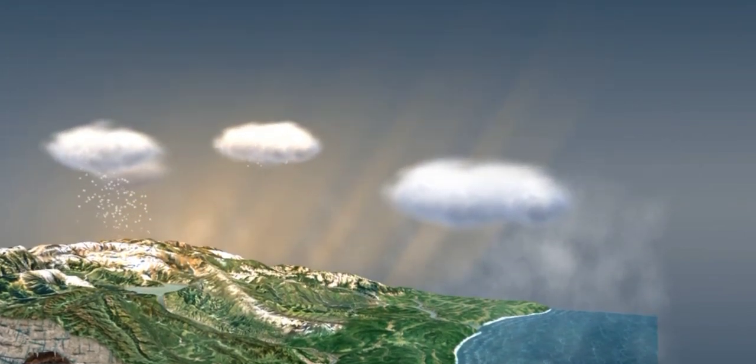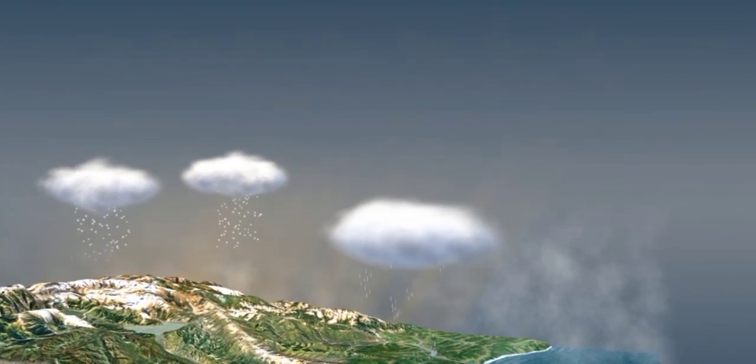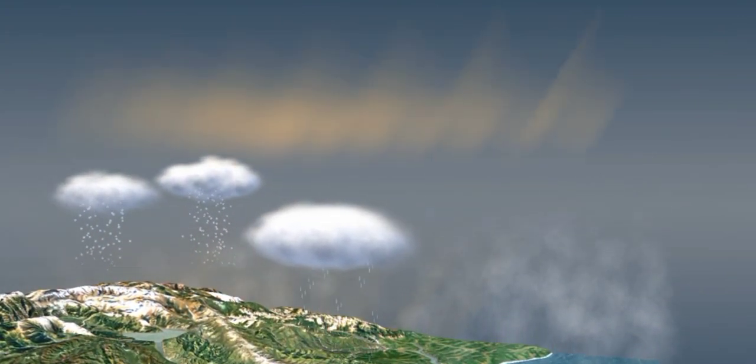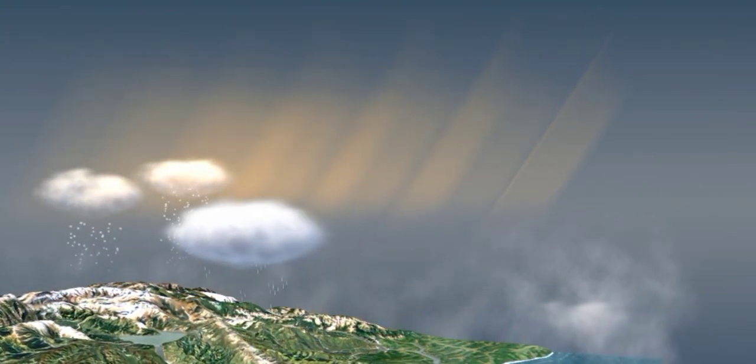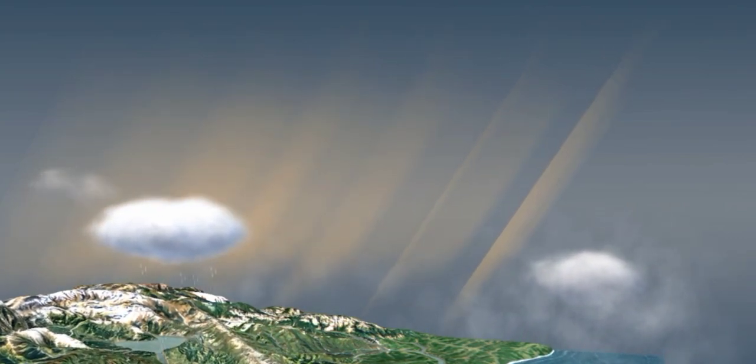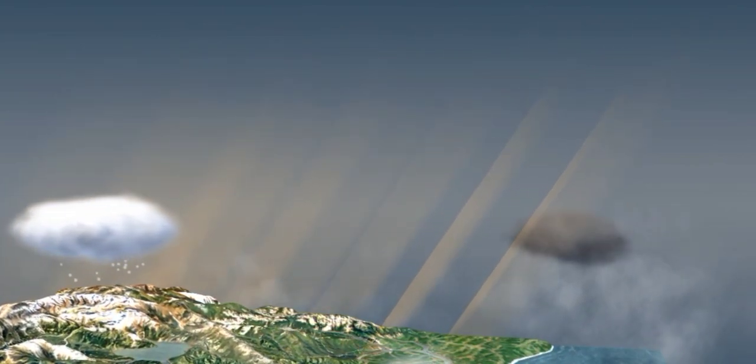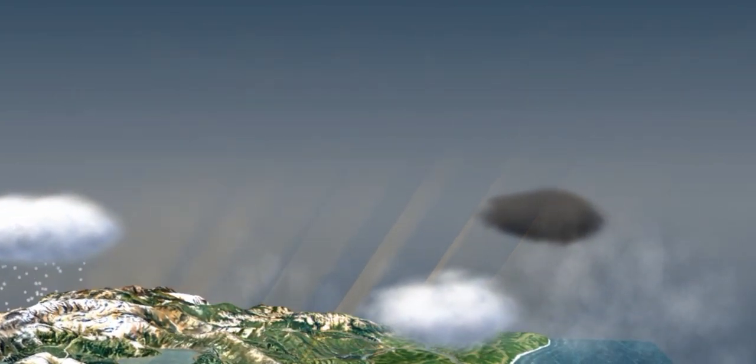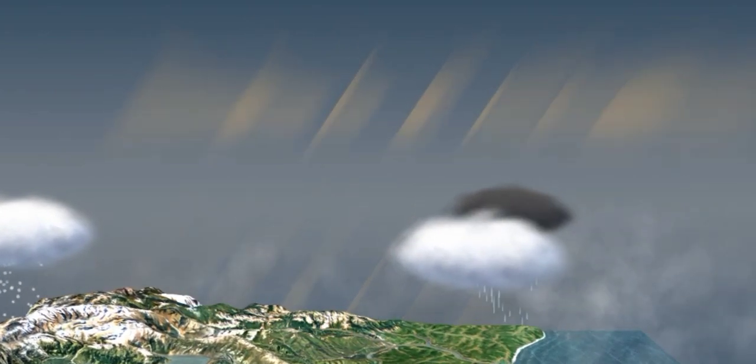Condensed water droplets begin to grow. When they reach a certain size, they can no longer float in the air, and thus they fall in the form of precipitation. When the temperature is above 0 degrees Celsius, it rains. If it is below 0 degrees Celsius, it snows.